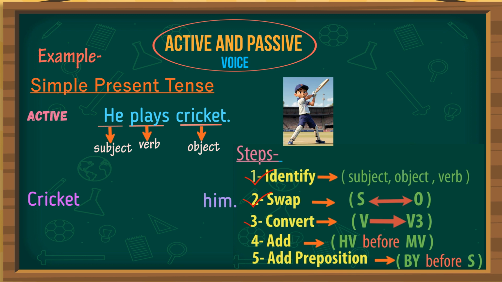In step 3, convert the main verb into the verb's third form. So it becomes played. For step 4, we need to add a helping verb. This is played. Since it is the simple present tense, the sentence still feels incomplete. Hence, it's time for step 5. In step 5, we use by. Now the entire sentence is complete. Cricket is played by him.